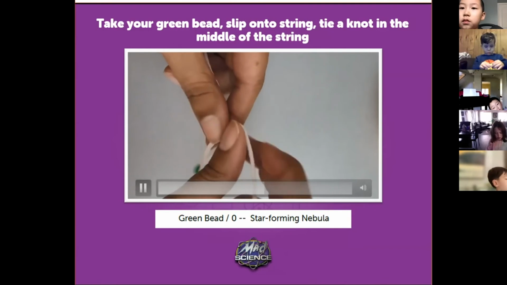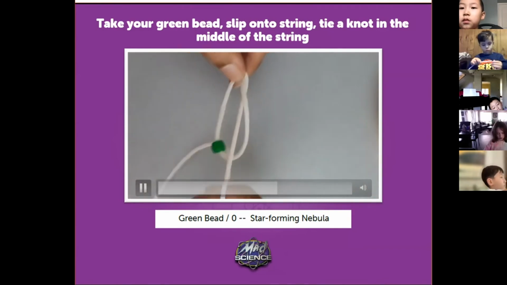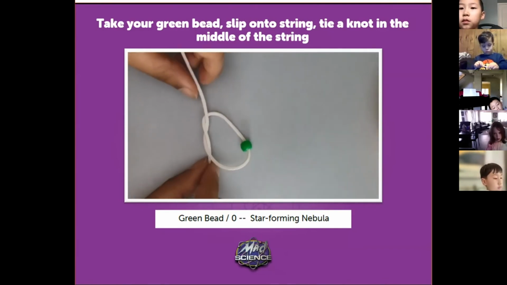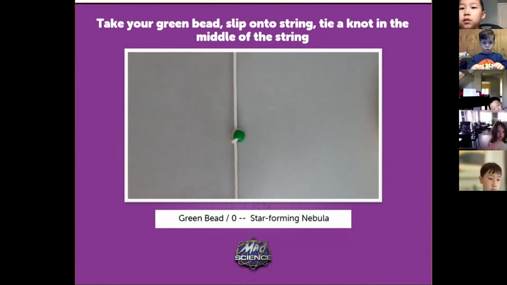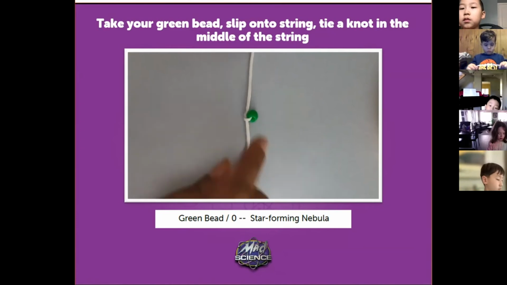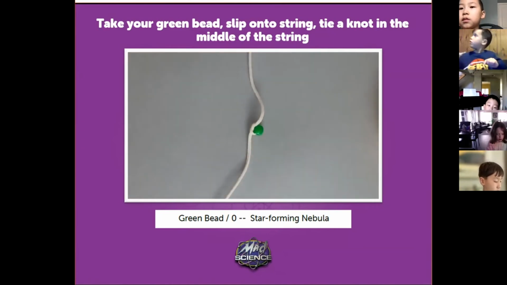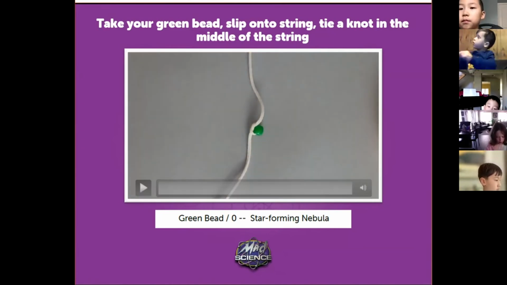Then you're going to tie a knot around that bead. See, it looks like a pretzel. It's getting smaller and smaller and smaller. And there we made our knot around the center green bead. That was one of the easier steps that we have. So we just have a knot in the middle of the green bead.